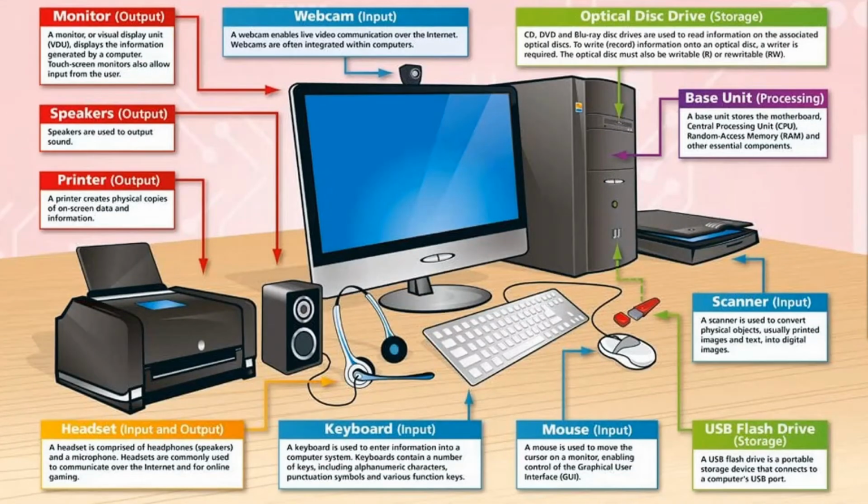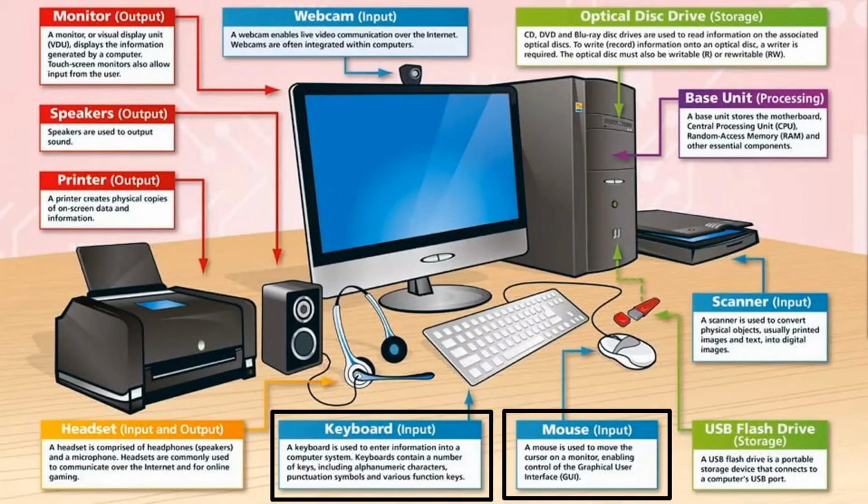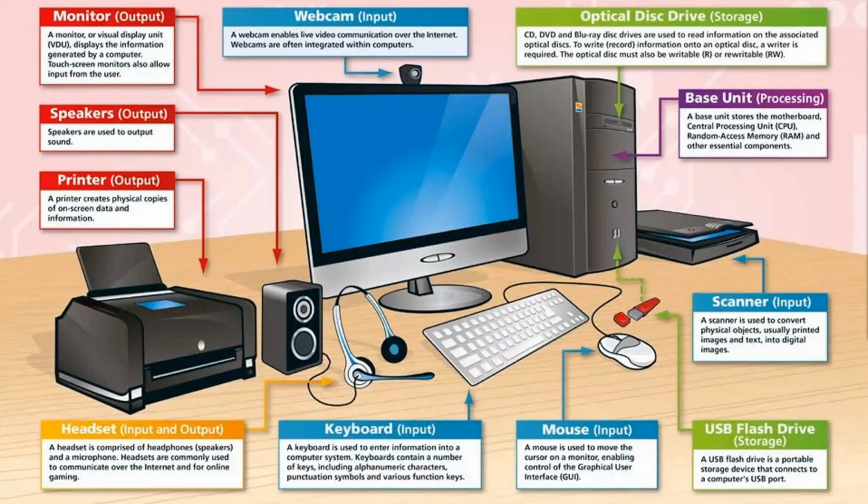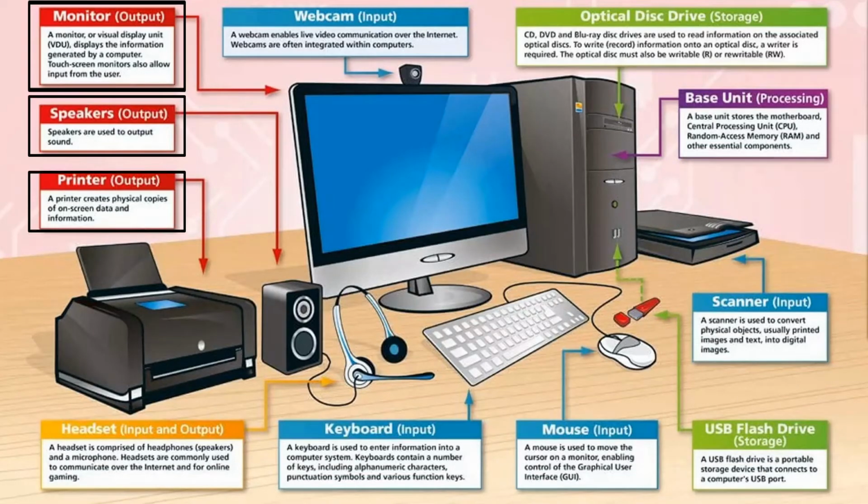So in this computer system, devices like the keyboard, mouse, webcam, and scanner are used to get data into the computer for processing or to give the computer instructions and are considered to be input devices. Devices like the monitor, speakers, and printer translate information processed by the computer into a form which the user can understand and are referred to as output devices.